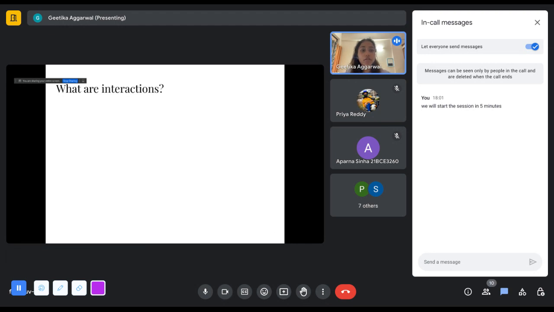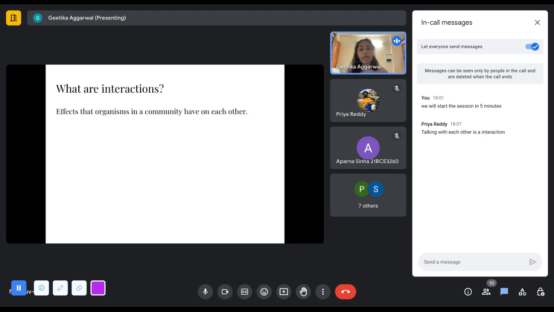Guys, anyone? You can type it out in the chat box. Let's have an interactive session. So, what are interactions? Nobody? Okay. Talking with each other is an interaction. Yeah, that is true. Basically, anything that you do that might be impacting some other organism would be called an interaction. Effects that one organism has on another organism, in a community, in a species, in a population, anything. That will be an interaction.